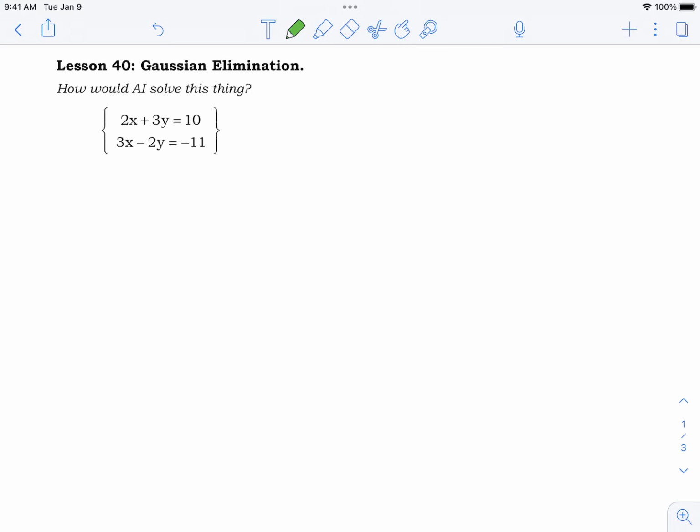Welcome to lesson 40, Gaussian elimination. This is one more way of solving systems of equations that we're going to look at. Now, to motivate this, think about where we've been.